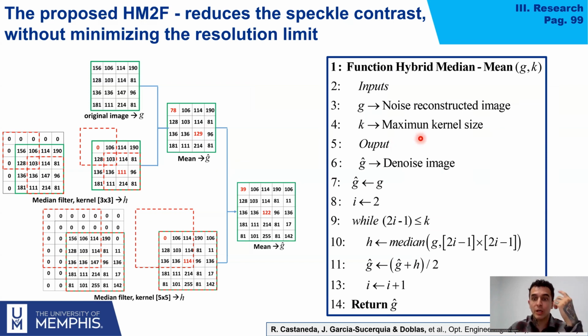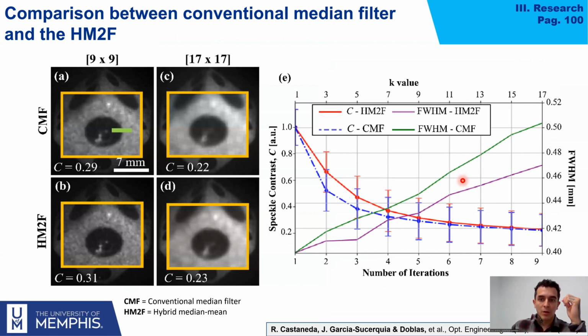So the method needs two inputs, the original image and the maximum kernel size. The algorithm enters a while loop until it is broken, where the kernel size will be equal to the value defined by the user, right? So for comparison purposes, we have implemented the conventional median filter and the hybrid median 2 filter.